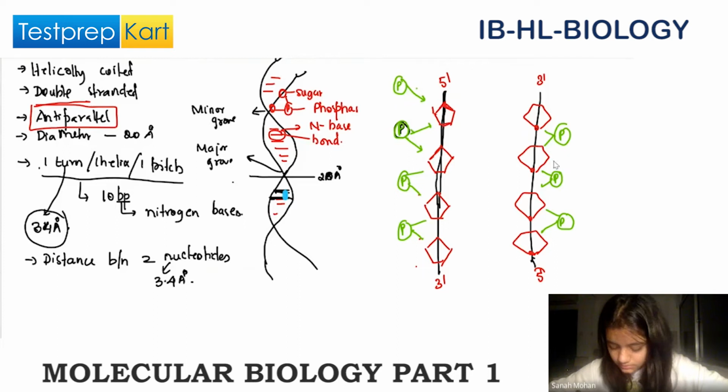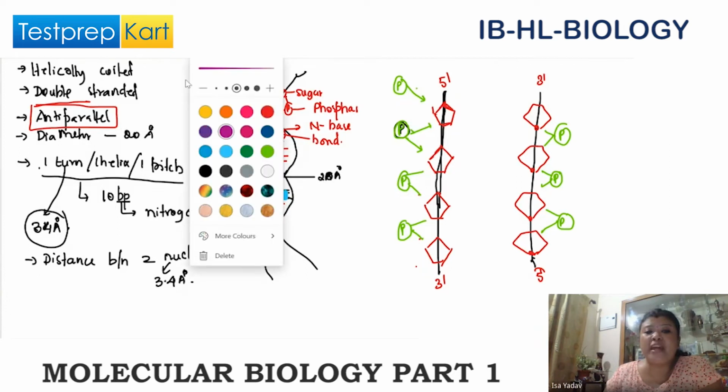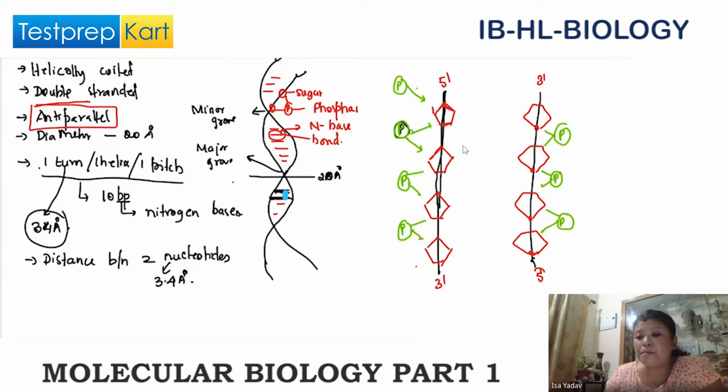Now, phosphate and sugar are called the backbone. Now the question is, where is the nitrogen base to complete the DNA? Let me take from here. One straight line, one nitrogen base. Then to bond, one straight line, one nitrogen base. Did you get my point now?